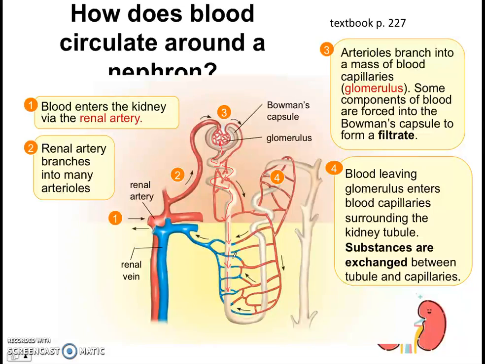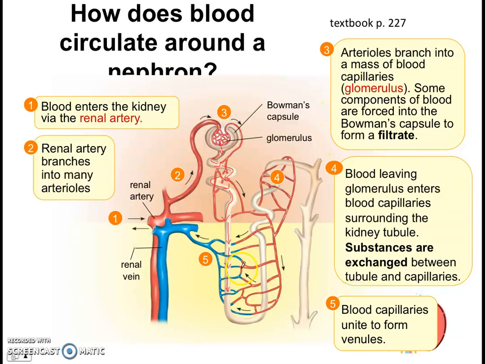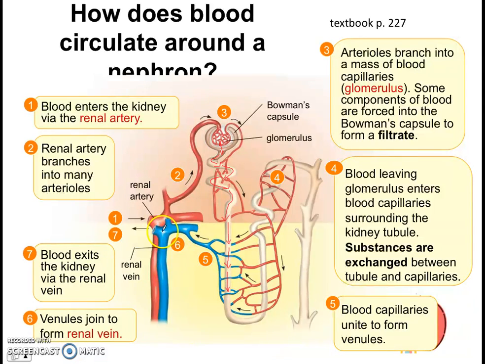Finally, the blood capillaries will unite back to form a venule over here, and the venule will join back to the renal vein, carrying blood back to the renal vein, and then blood will exit the kidney via the renal vein. So this is a big overview of how blood circulates around the nephron.